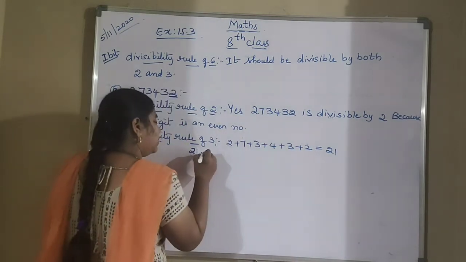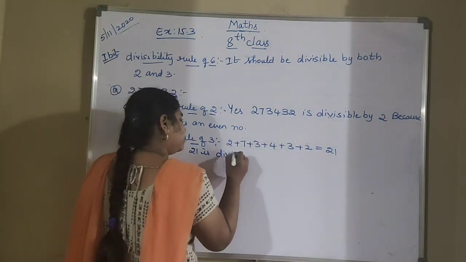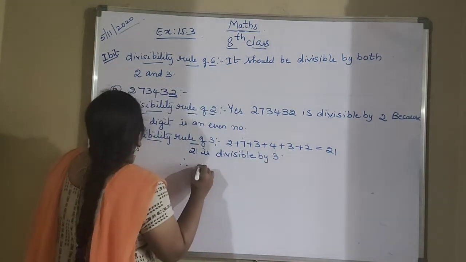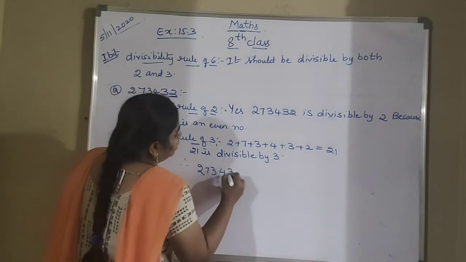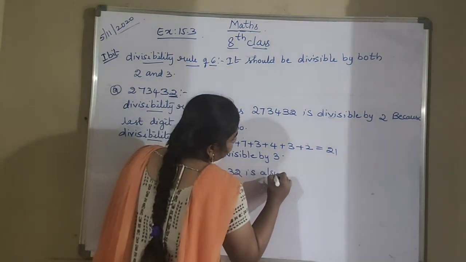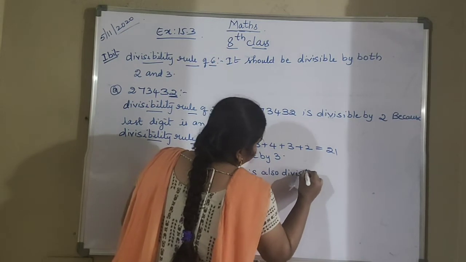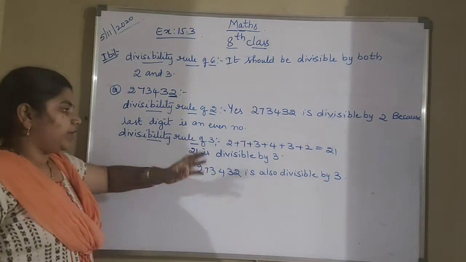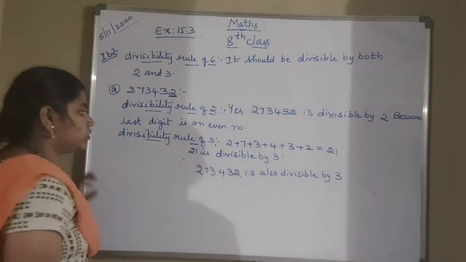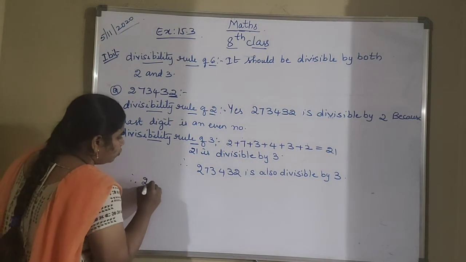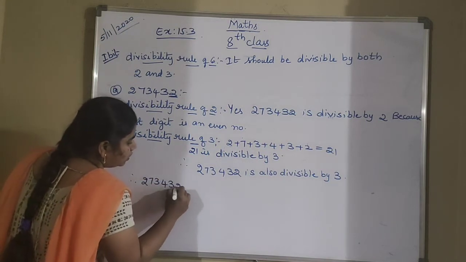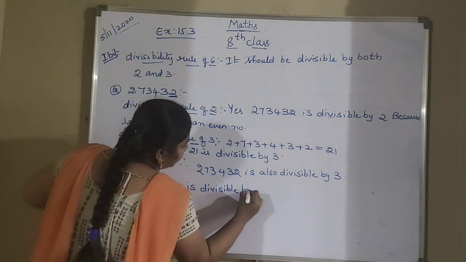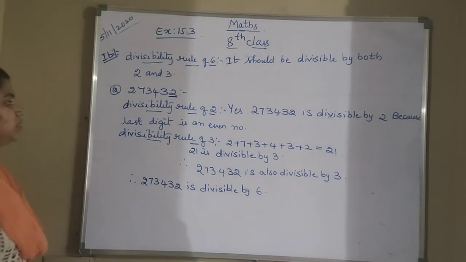So 21 is divisible by 3. Therefore 273432 is also divisible by 3. So here 2 is satisfied, 3 is also satisfied. Therefore 6 will also be satisfied. So 273432 is divisible by 6. Okay, so this is our first bit.